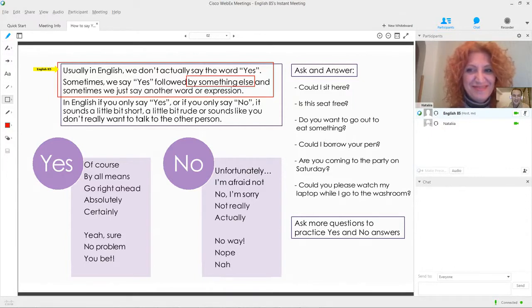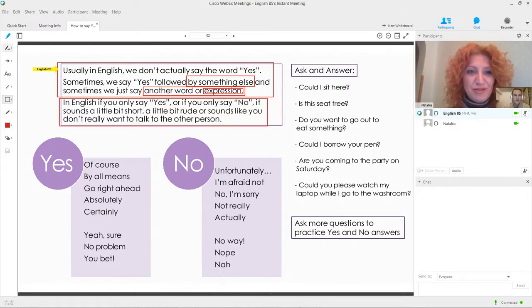So you say yes and then you say maybe yes, sure, yeah. Yes, of course. So something else, some other words. Or sometimes we just say another word or expression. What is expression? Is this like a word or a sentence? Yeah, it's more like a sentence, maybe several words. Okay. Go on, please.